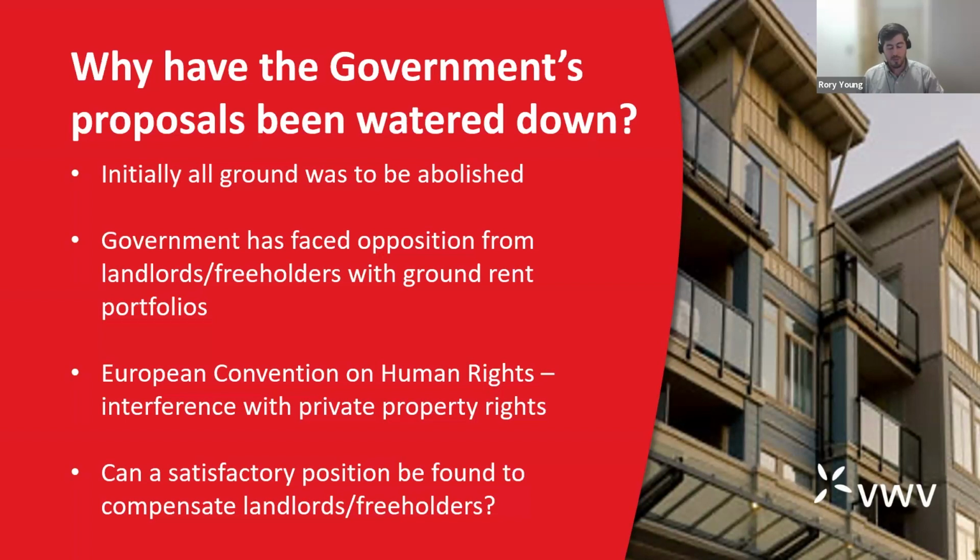Many of the proposed amendments in the bill engage Article 1, and so the government has had to carefully consider and balance these proposals against interference with property rights. If the government legislated that all ground rents were worth just a peppercorn, for example, this would then render those ground rent portfolios completely worthless. Unless a satisfactory position can be found, therefore, which adequately compensates landlords for the loss of ground rent payments, it will be difficult for a government to abolish ground rents completely.